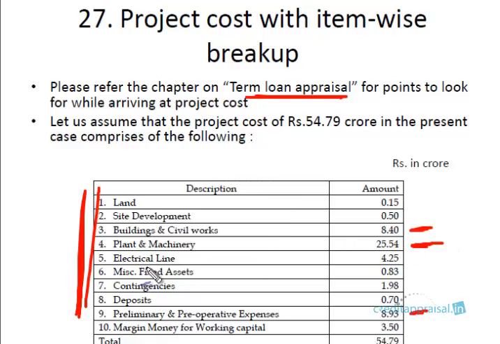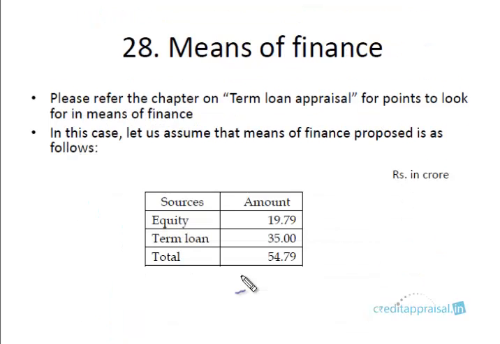That is a very important chapter, to get an idea of the points that you need to look into when assessing the reasonability of project cost. For this company, let us assume this is reasonable. Associated with project cost, obviously, is the means of finance. Out of the 55 crores, the promoters are going to contribute around 20 crores, and the promoters are requesting a term loan of 35 crores.